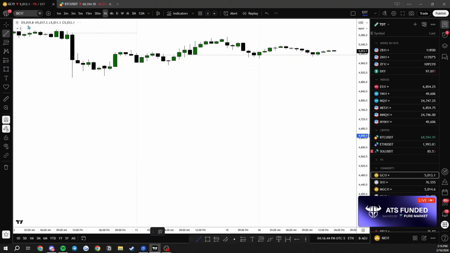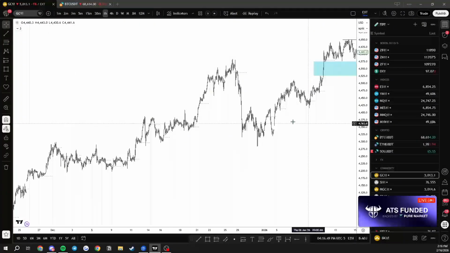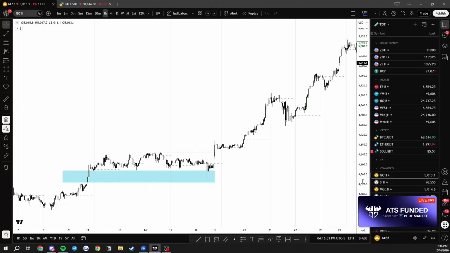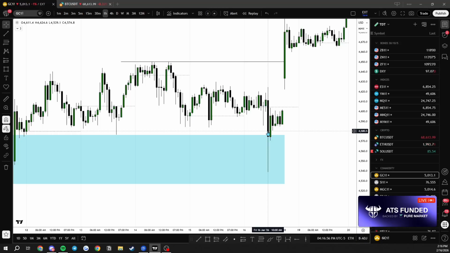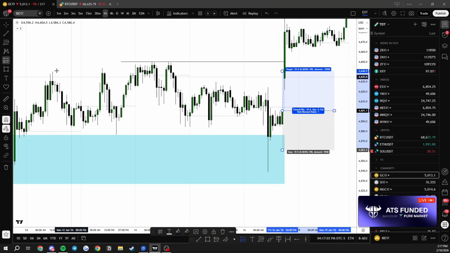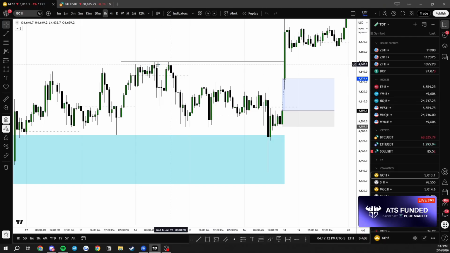We'll go into the 1 hour. There it is. We can see that after we hit the key level, we get a change in state of delivery here. We can enter based upon that. That's one of our entry techniques. We can put our stop loss at the low, and we can get a very fast 2R up into these equal highs, market maker buy model. Everyone should be able to see that by now.